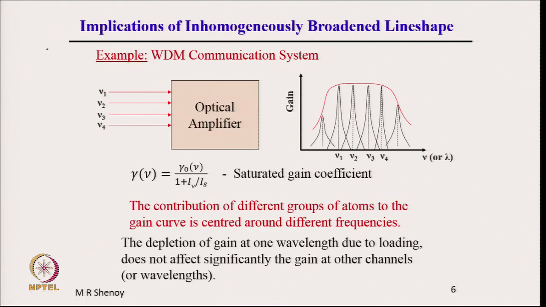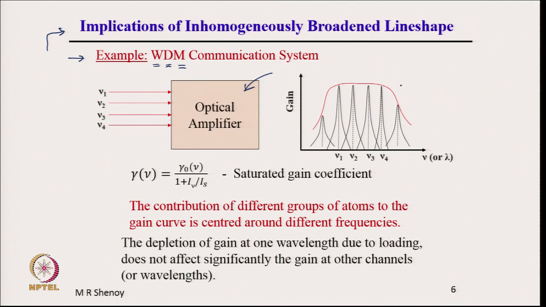So, what is the implication of these? We will see the implications of both homogeneously and inhomogeneously broadened line shapes when we discuss lasers, but as an amplifier, if we consider WDM, that is wavelength division multiplexed communication systems, which is widely used in optical fiber communication, different wavelengths or different frequencies travel through the same optical fiber and then they pass through the same optical amplifier. We are currently discussing optical amplifier, that is laser amplifier. We will come to the laser itself a little later.